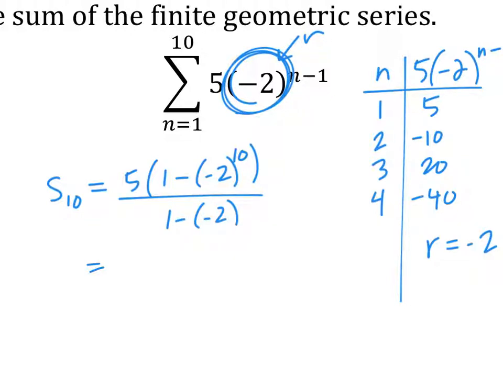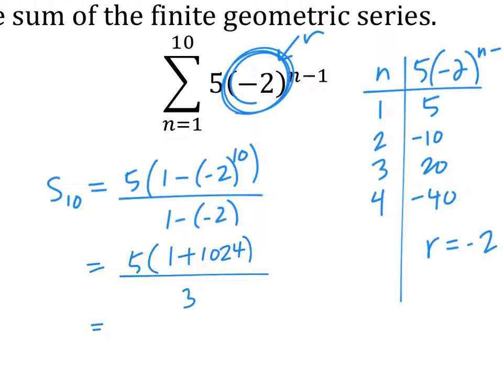No. 1 through 10. 1, 2, 3, 4, 5, 6, 7, 8, 9, 10. There are 10 numbers. Oh, so you only add the extra one with 0? No. 10 minus 1 is what? 9. 9 plus 1, 10. Okay, if you want to count it that way. Okay, so this is going to be 1 plus 1024 over 3.